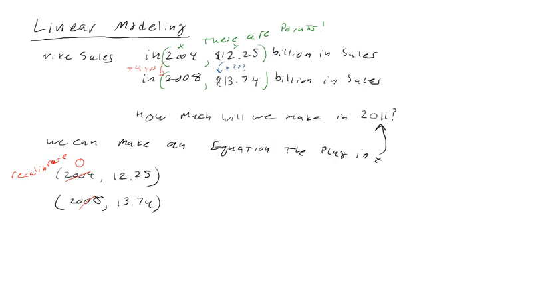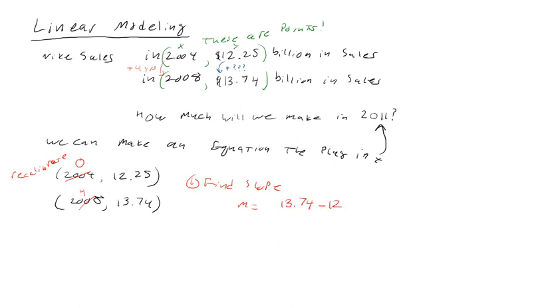My values I can't recalibrate, but I can find my slope by doing the same thing I've done before, right? y2 minus y1. That's 12.25 minus 13.74 over my x's, 4 minus... oopsies, I'm doing this wrong. I did the wrong order. I want to have my later one first. 13.74 minus 12.25 over 4 minus 0.